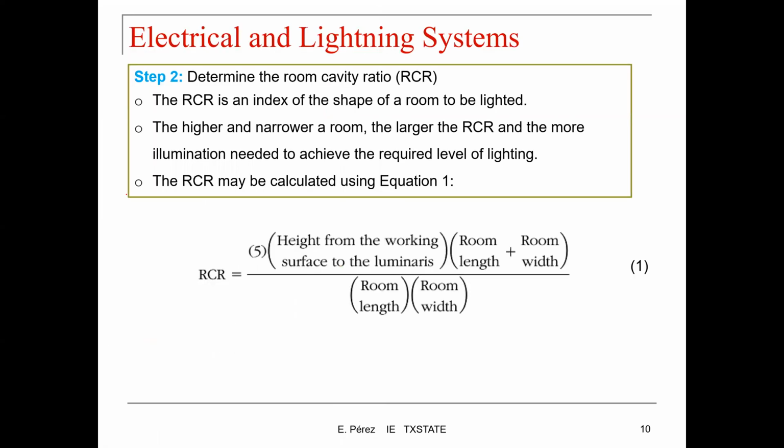So that's step 1. Step 2 is to determine the room cavity ratio, which is RCR. The room cavity ratio is an index of the shape of a room to be lit. The higher and narrower a room, the larger this RCR, and the more illumination needed to achieve the required level of lighting. The RCR may be calculated using equation 1, which takes into account the height from the working surface to the luminaries, the room length, the room width, and also again the room length and the room width.